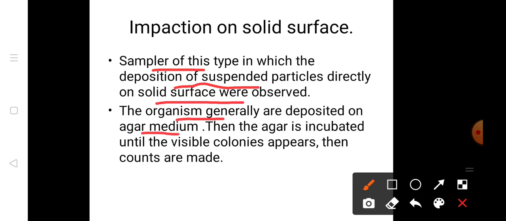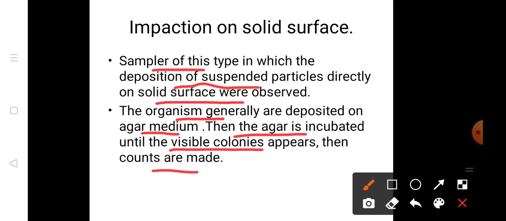Here there is the agar, whereas in the liquid method there were the broth and the distilled water. But here the agar is used for the deposition, and the agar is incubated. We incubate this agar until visible colonies appear and the counts are made.